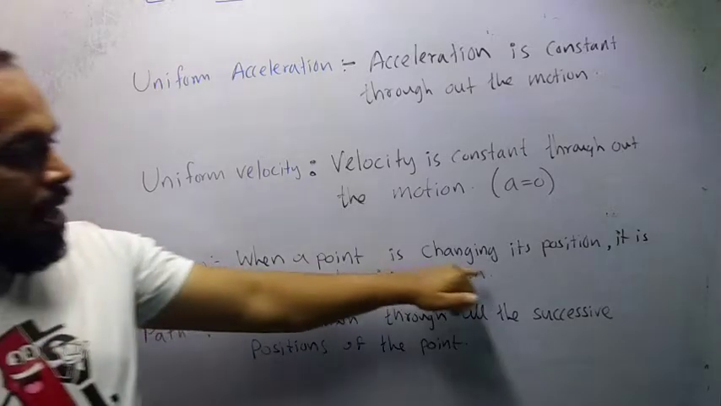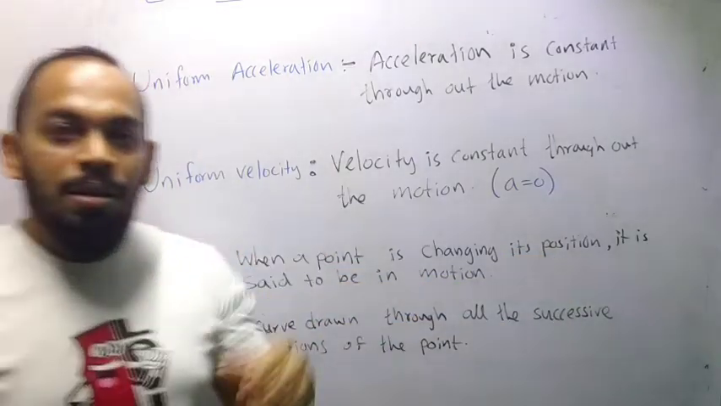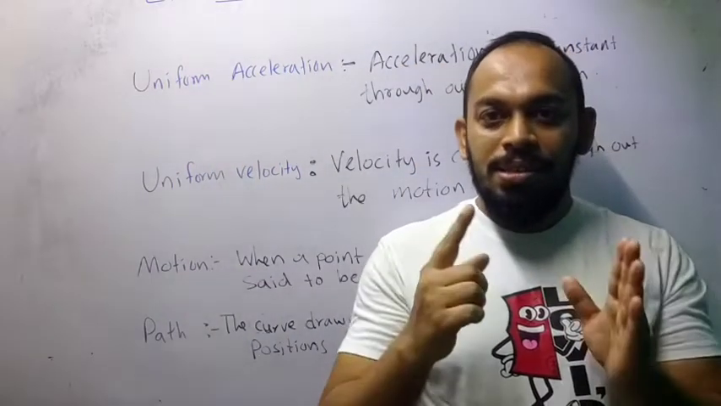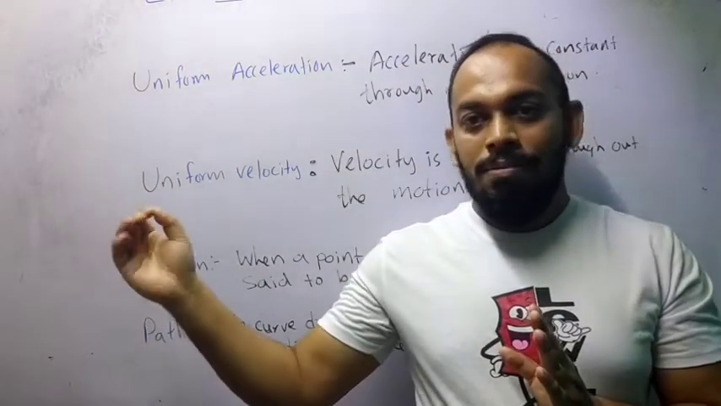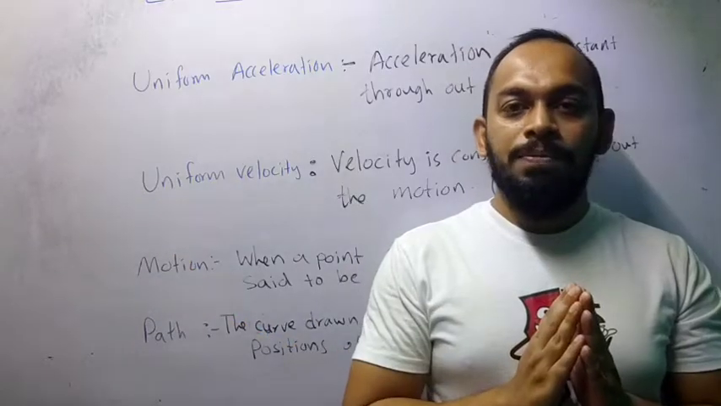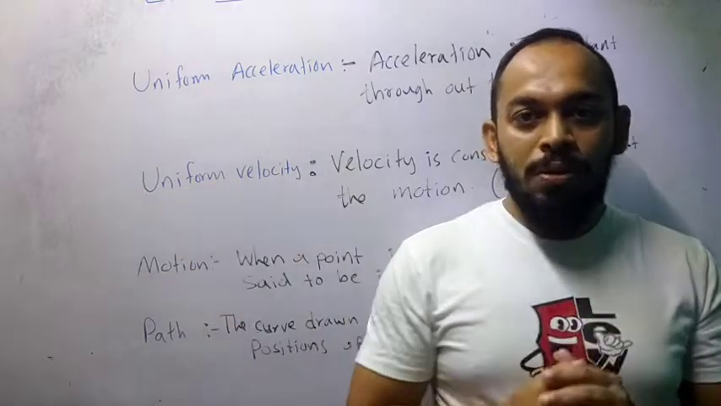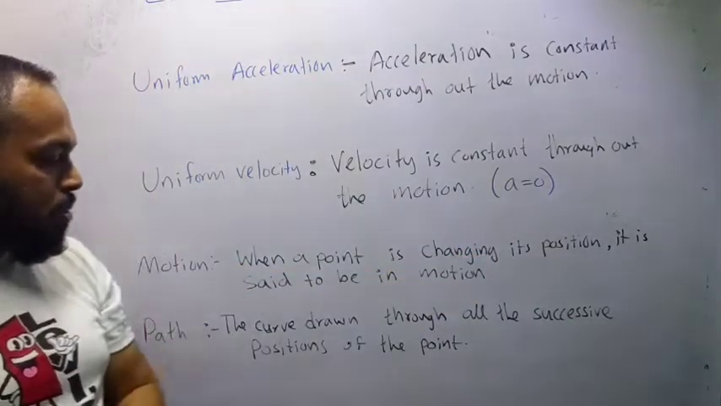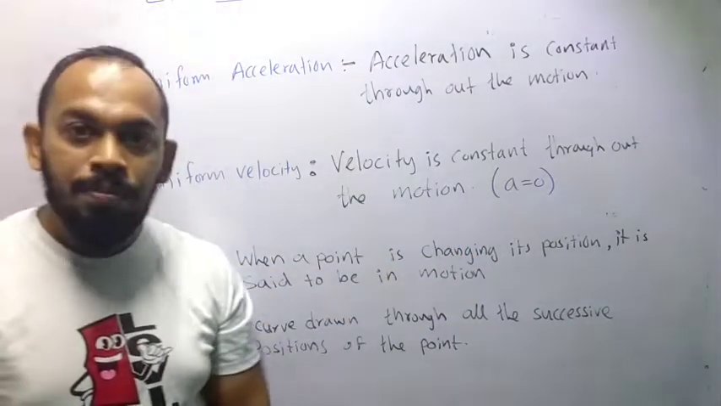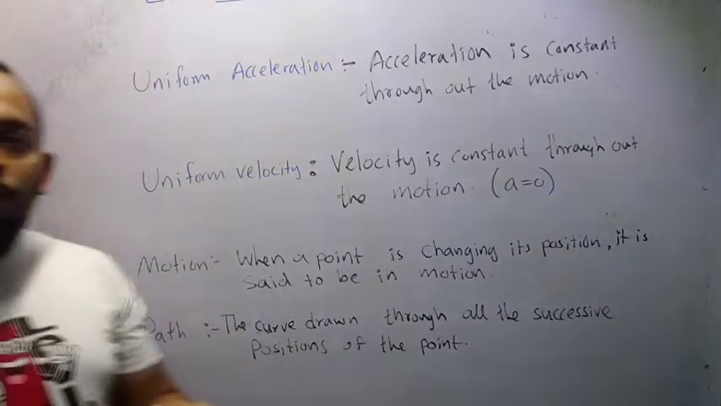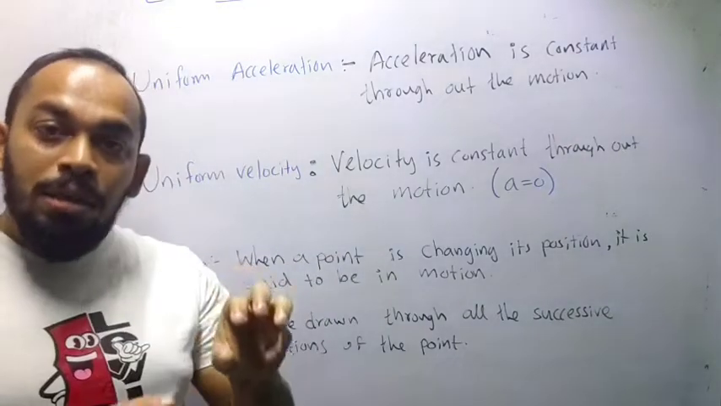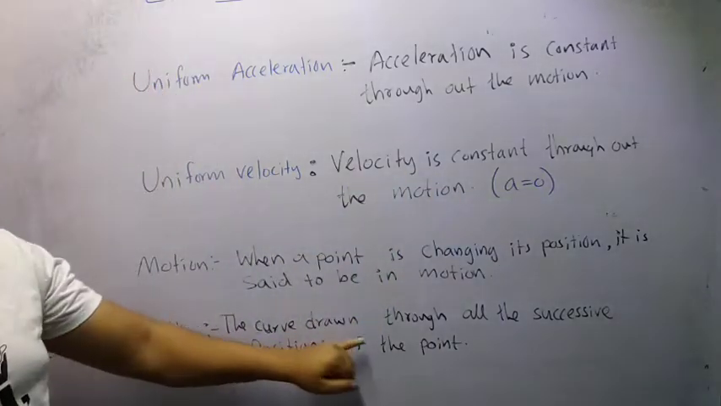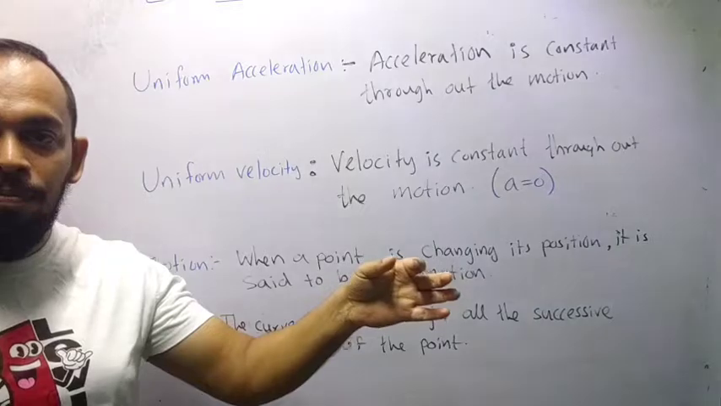So when a point is changing its position, right? So now I'm here. Within a certain time, I was here, maybe 1 second ago. Now I'm here. So I changed the position, which means I am in motion. So when the point is changing its position, it is said to be in motion. Then path. What is a path? Path is the curve drawn through all those positions, the curve drawn through all the successive positions.